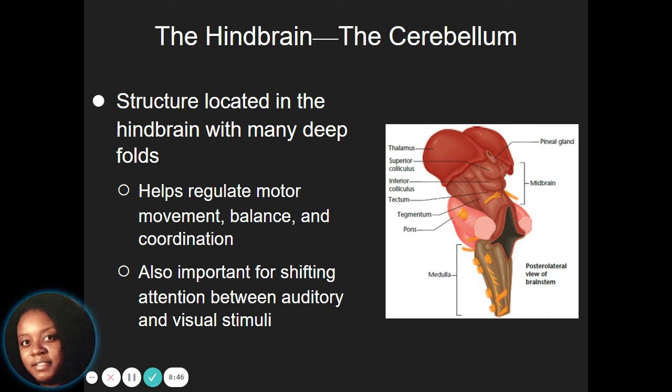Your cerebellum is responsible for you being able to balance yourself and stand up straight and to have various motor movements and coordination. It is located in your hindbrain with many, many deep folds. And it's also going to play a role in your ability to maintain attention. But the main thing you really need to remember about the cerebellum is that it controls your balance and your coordination movement.